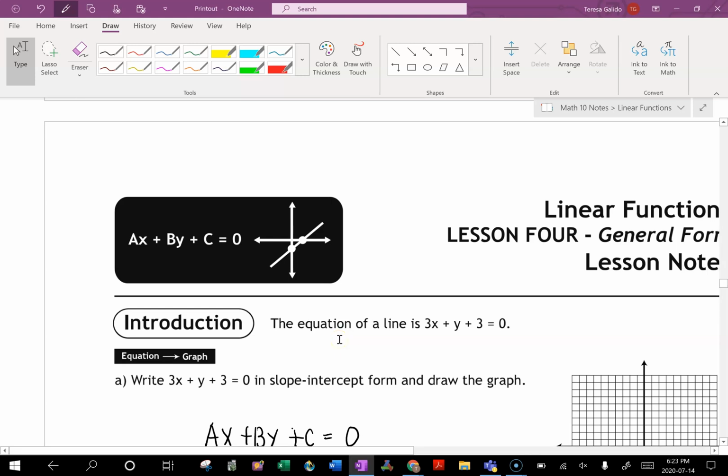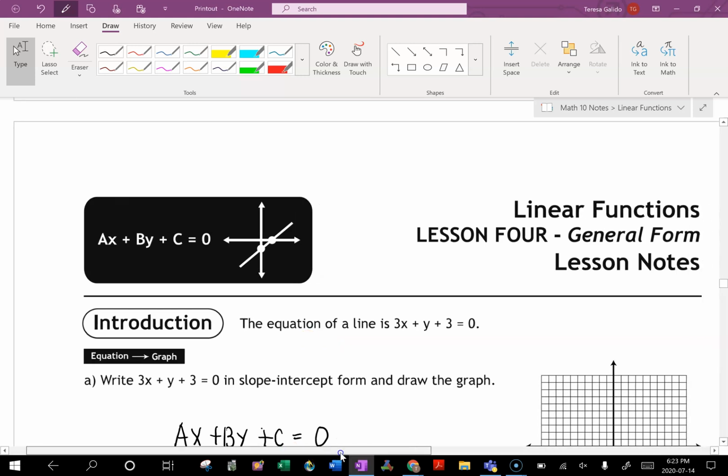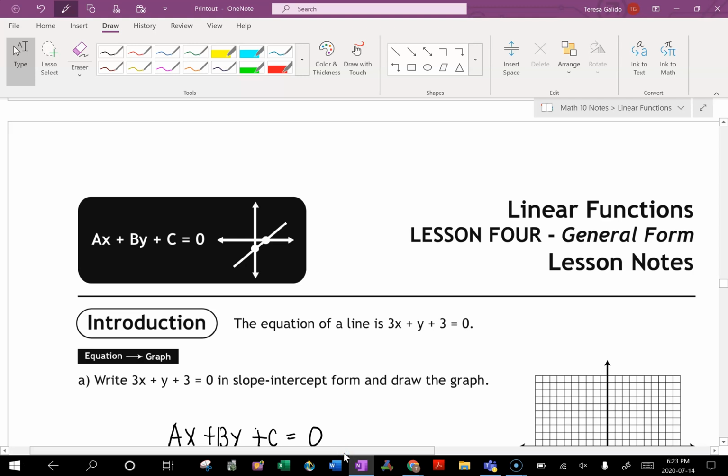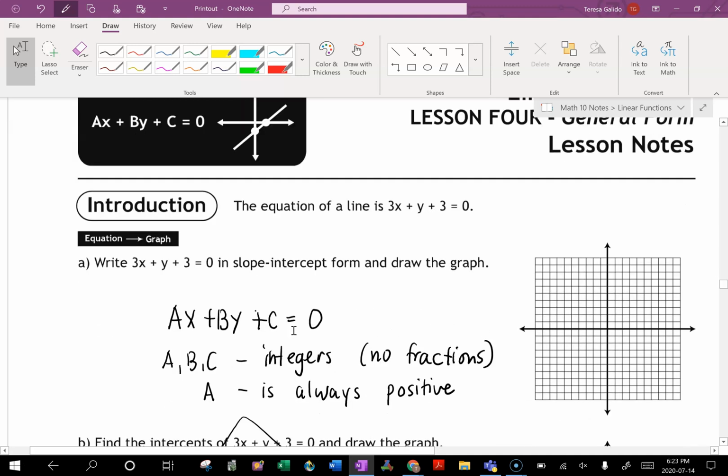Welcome to lesson 4 on the general form of the equation of the line. This is still on the unit linear functions. So what is a general form of a line? We're going to skip the introduction problems here because we're going to repeat some of the examples here.